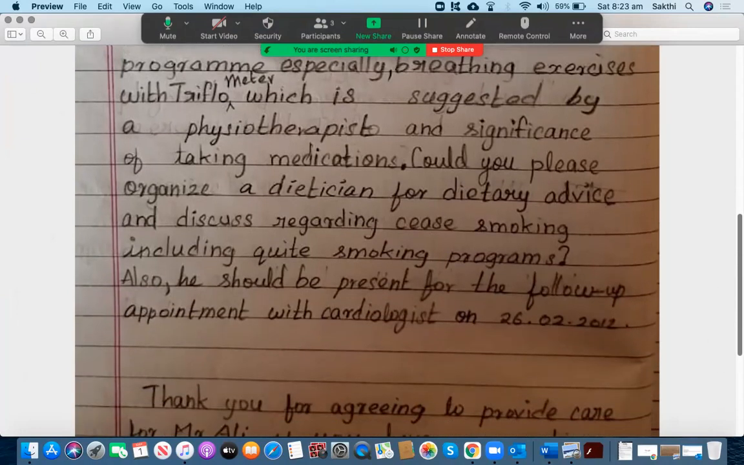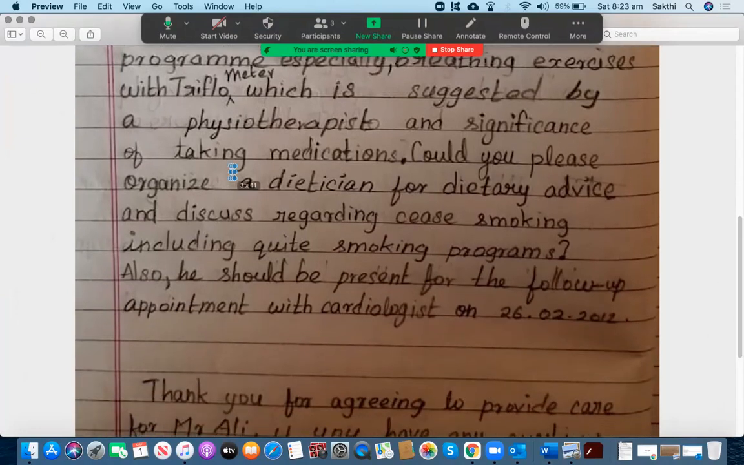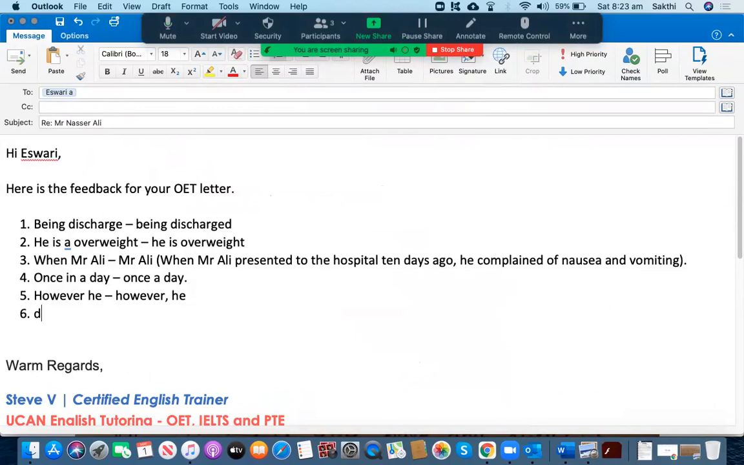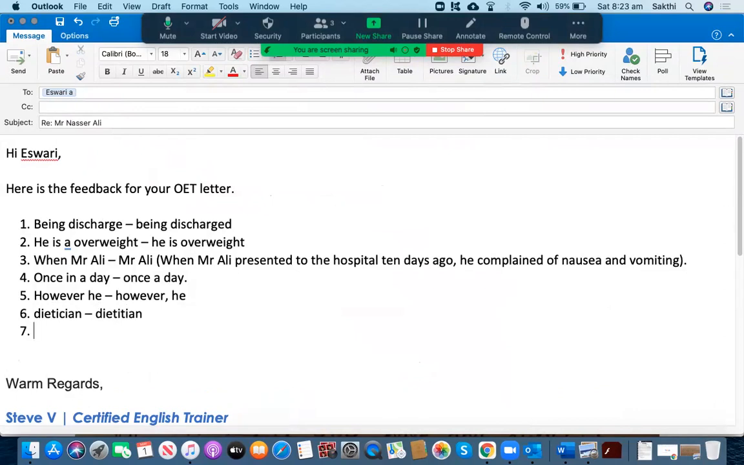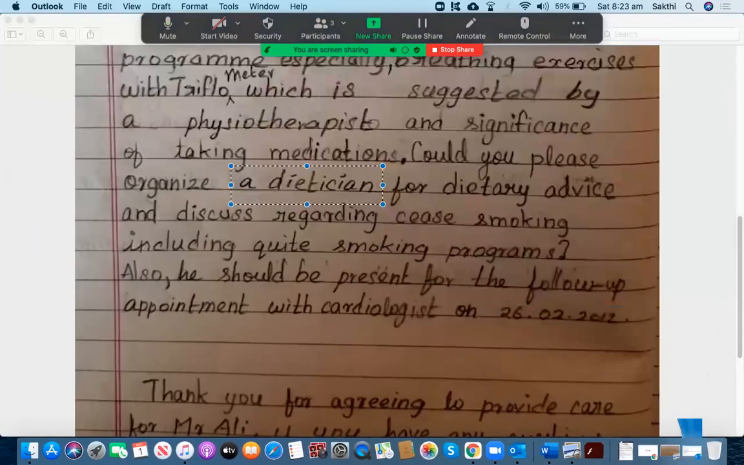Could you please organize a dietitian? Again, this is an issue. I don't know why many people commit spelling mistakes for dietitian. So dietitian, okay, let's say dietitian. It doesn't have C. It has got T only. So you should write dietitian. Okay, that's the correct spelling. All right, D-I-E-T-I-T-I-A-N. All right. For dietary advice, okay, dietary advice, that's fine.